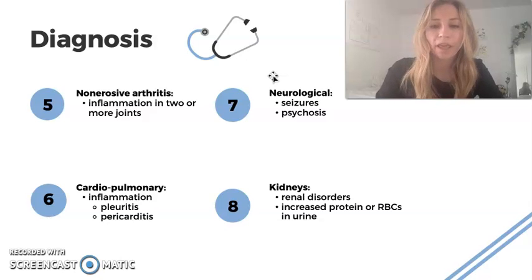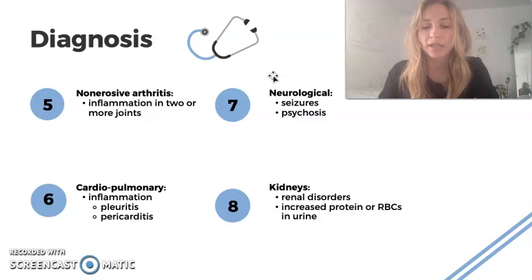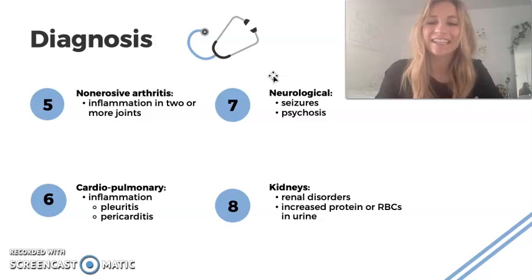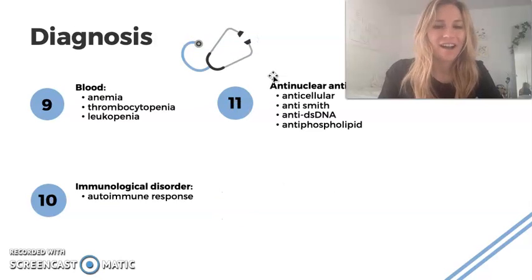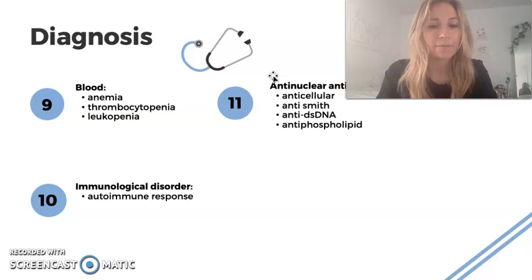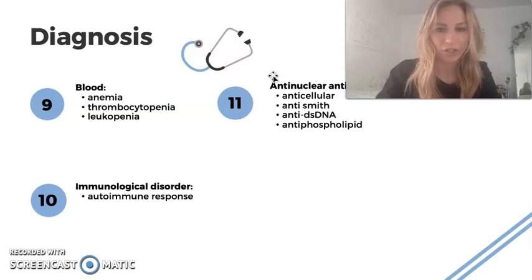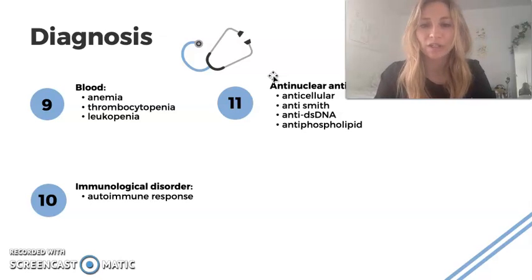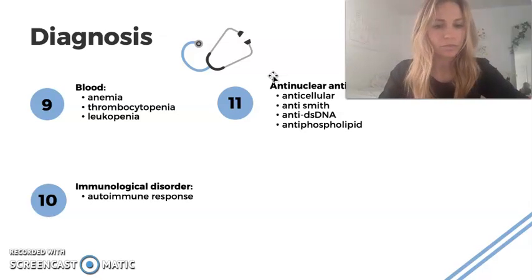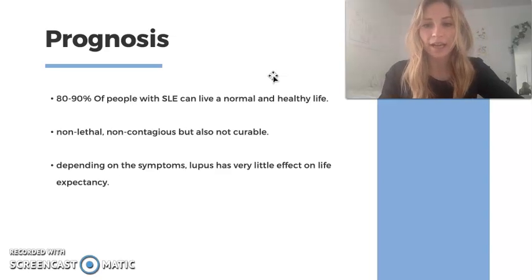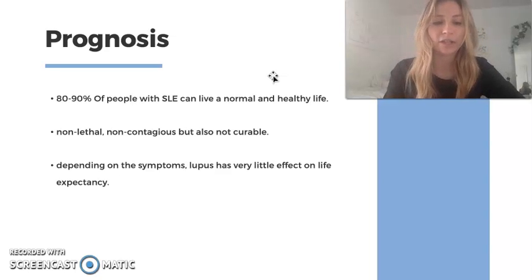cardiopulmonary inflammation. Neurological symptoms are one of the more egregious symptoms that could happen here, and that could be seizures or psychosis. Kidneys could be affected, so renal disorders. Blood is one of the others, and immunological disorder. I believe number 10 is kind of a given with all of these because your autoimmune response is what is causing the progression of these symptoms anyway. And then finally, anti-nuclear antibodies, and those can occur in various different ways as well. So if a person has, like I said, 4 or more of these, then we can successfully diagnose them.